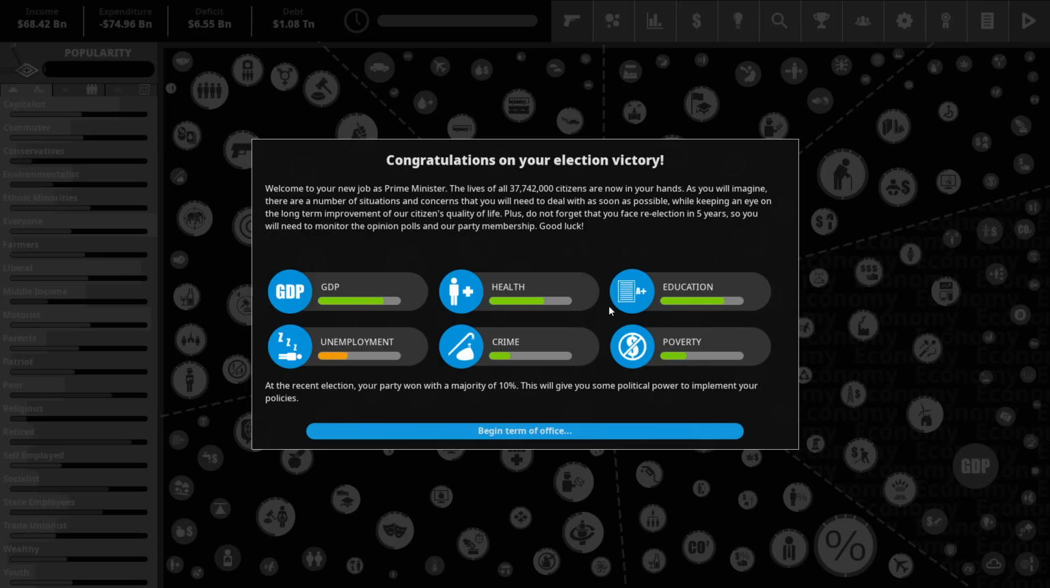Okay, so we get a breakdown of our situation, including these little indicators. Green is good, so we have high GDP, decent health, not as good as I might like, decent education. Crime and poverty are in green to show that the situation's pretty decent, but honestly, I think that's more poverty than we would like, and even the crime, we'd like no crime. Could we go with no crime? That would be nice as well, but the situation's not dire over there.